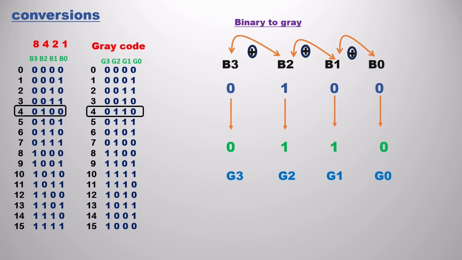The last bit can be obtained by the XOR operation of B1 and B0. Both are the same bits, so we are going to get 0.